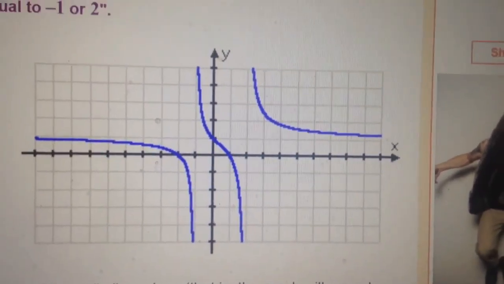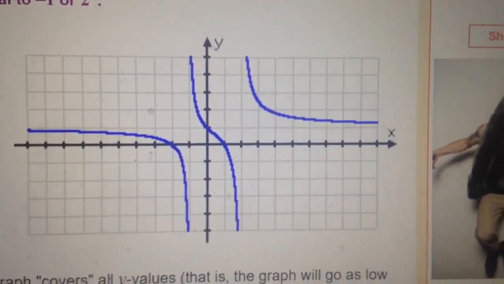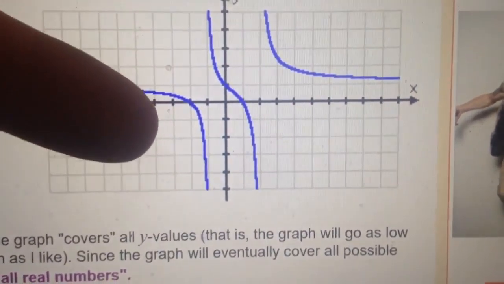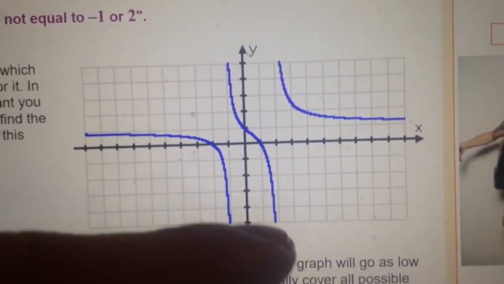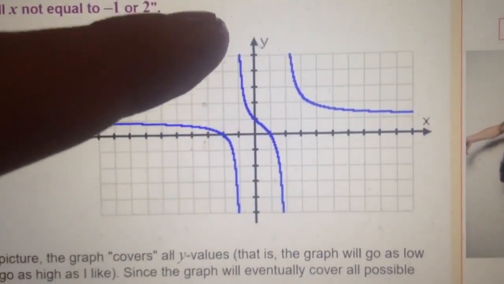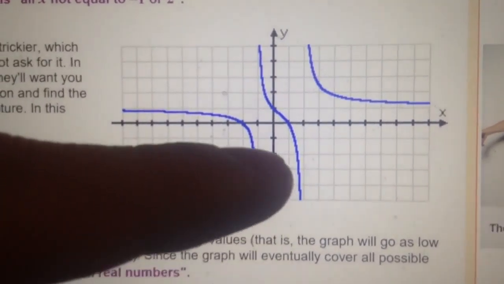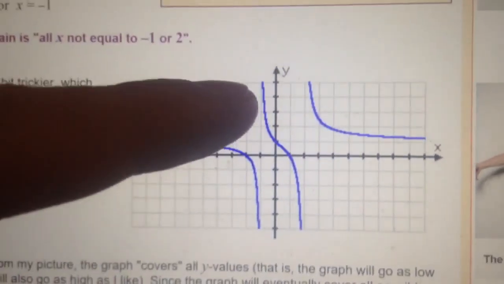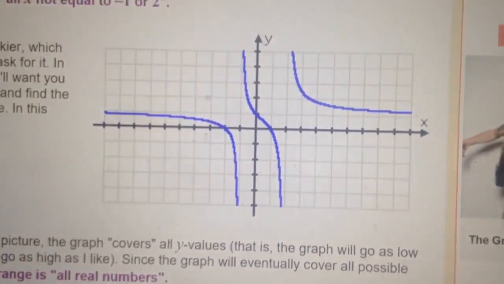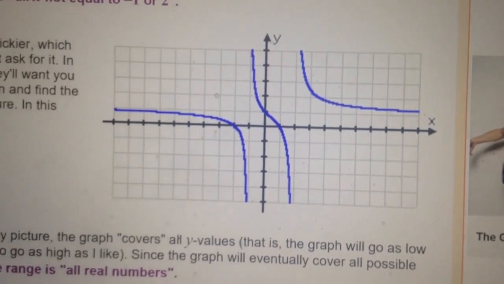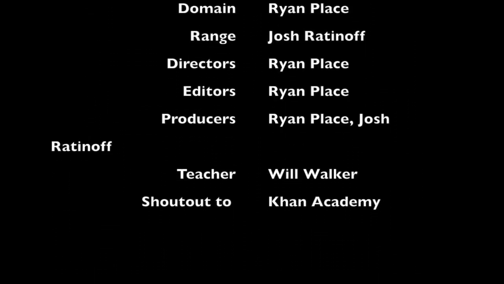So in a case when you're given a graph that looks like this, we can already tell that in any case the y value would be all real numbers. As we can see here with this graph, it covers all the positive y values and also all the negative y values. So for a question like this, your answer would be all real numbers.